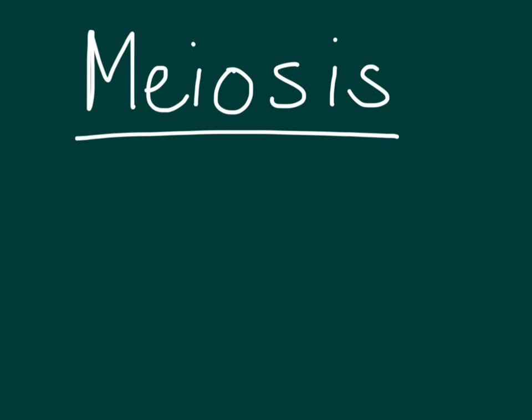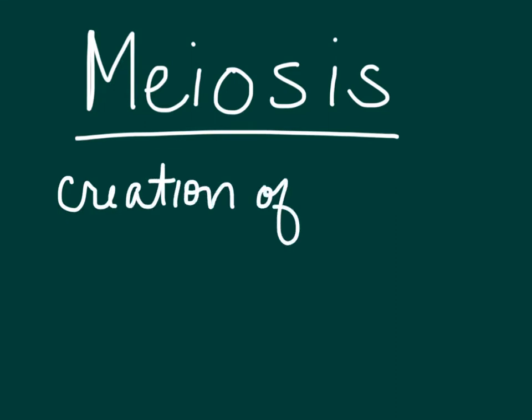You're already familiar with the process of mitosis, so now you need to learn the process of meiosis. Meiosis is the creation of gametes by cell division. It has a lot in common with mitosis, but there are also some pretty important differences, so the best place to start is with a comparison and contrast between the two processes.